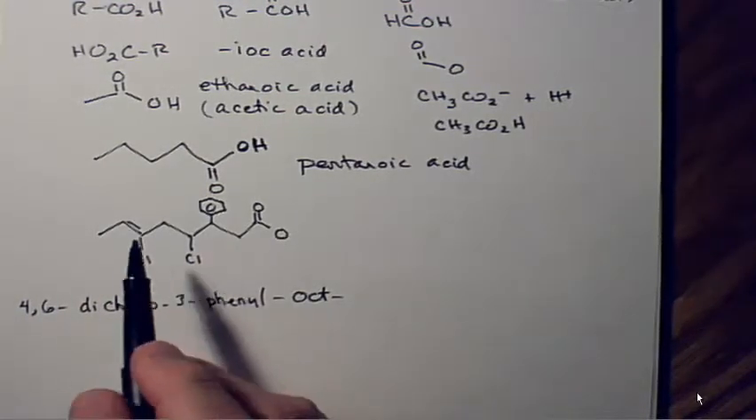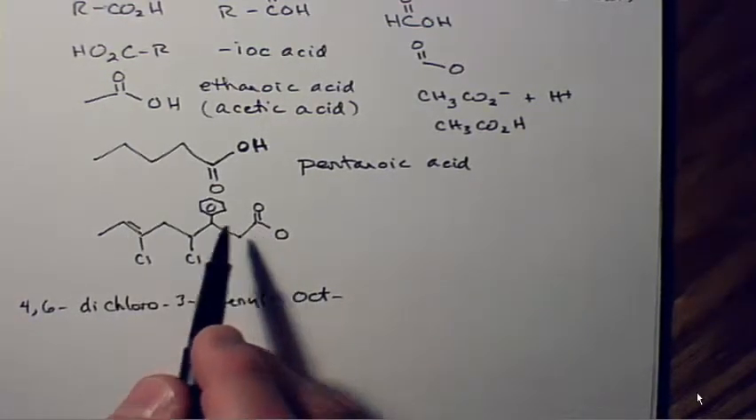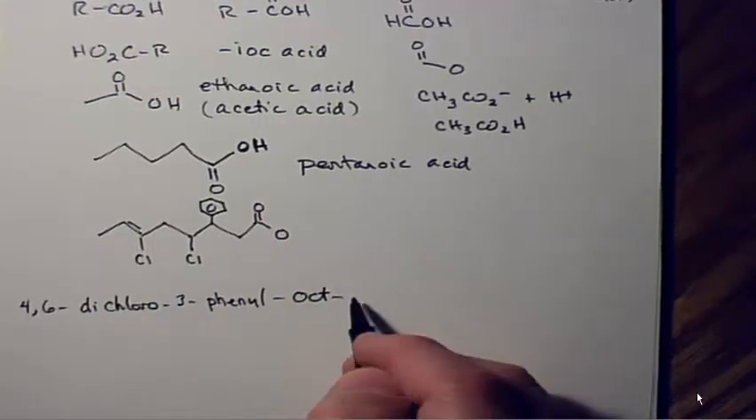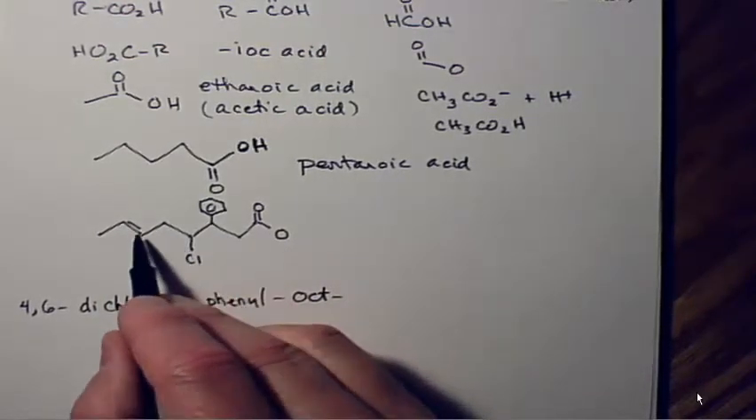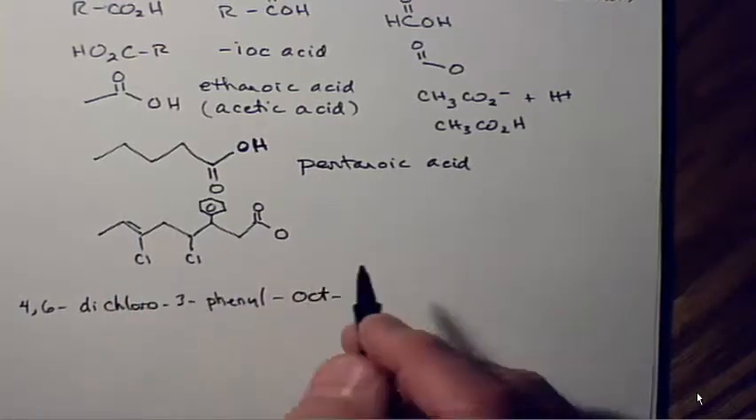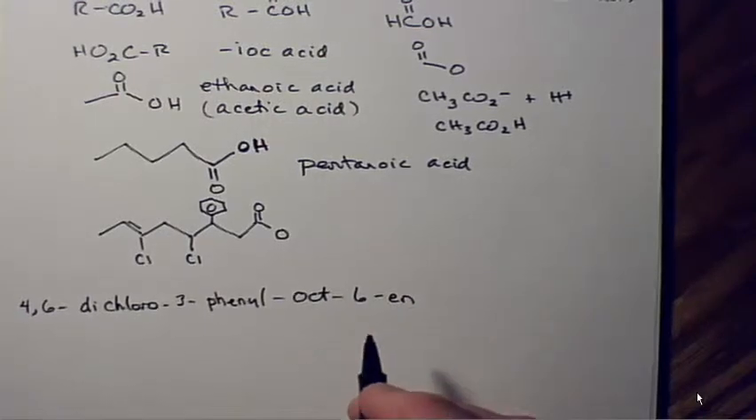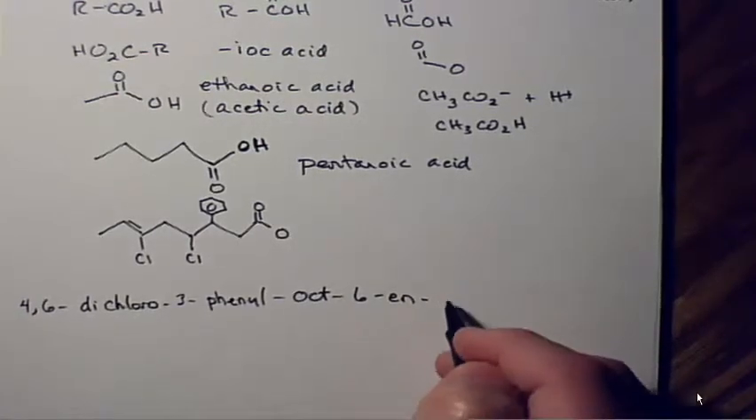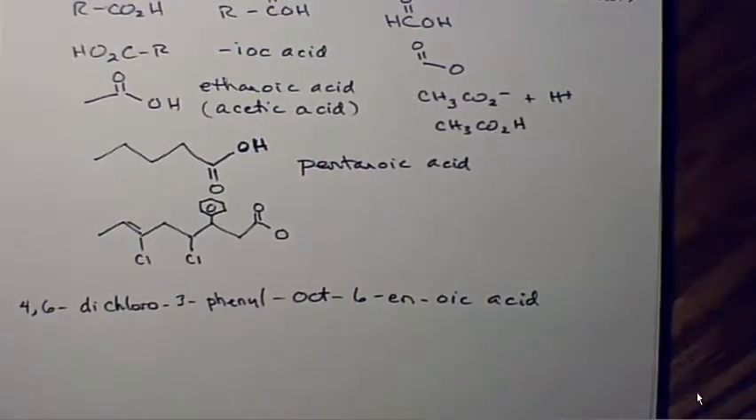Then for suffixes, you've got to name both the acid and the double bond. The acid is more important, so it comes last. The double bond comes before that, so this is an oct. And this is on 1, 2, 3, 4, 5, 6. You first get to that double bond on carbon 6, so it's 6-ene, that's the suffix for double bond, and then oic acid. Why don't you put oic acid on the oct?